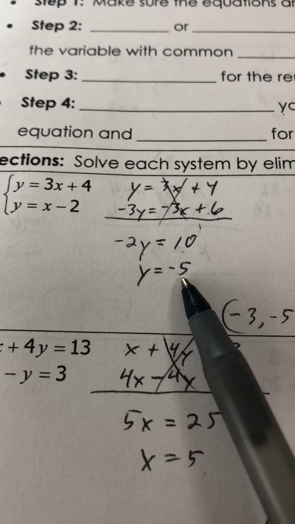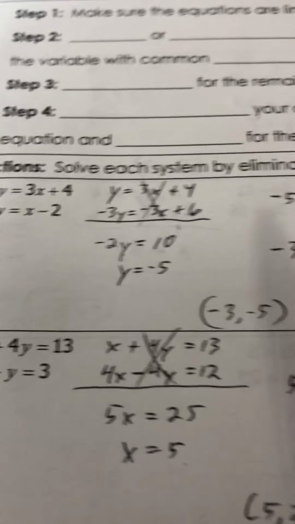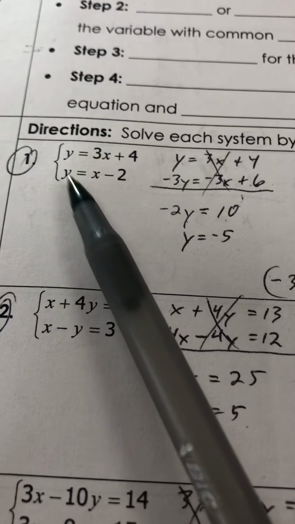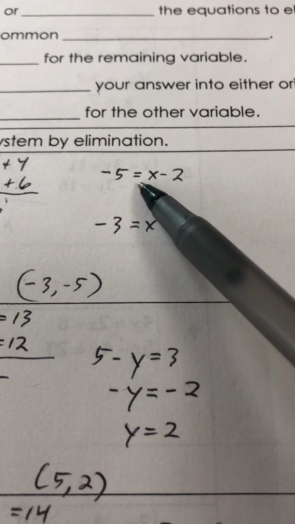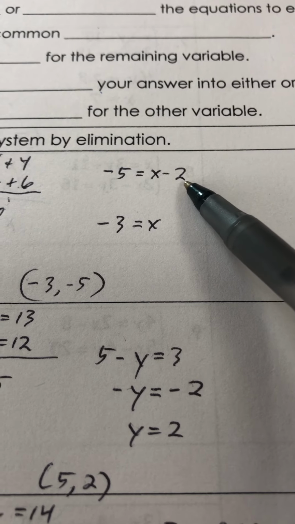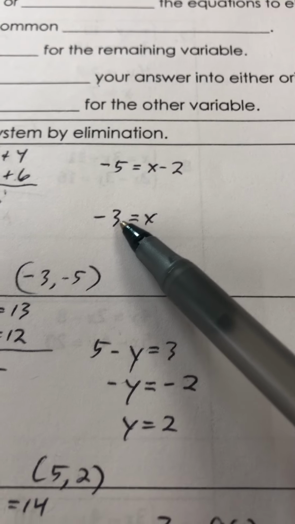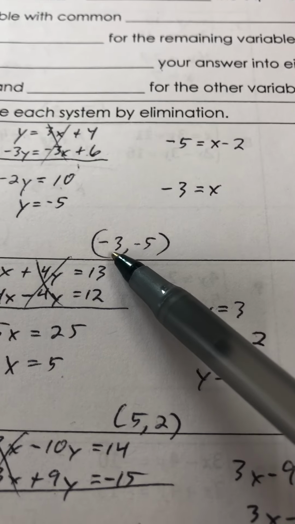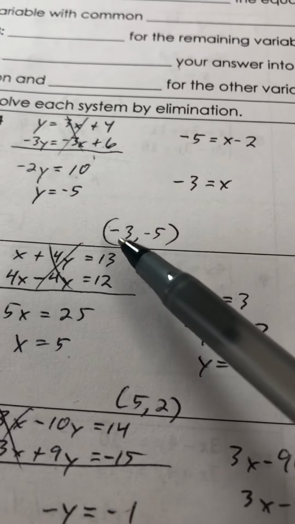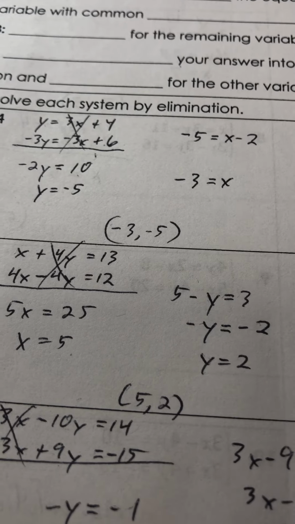I take that negative 5 and plug it back into one of these problems. This one was the easiest to do. Either one, you're going to get the same answer. So negative 5 equals x minus 2. I add 2 to both sides, and I get x equals negative 3. So the coordinates for the intersection of these two lines would be negative 3 and negative 5.